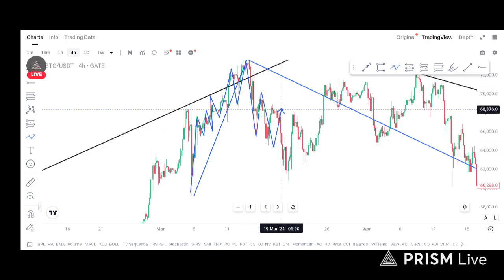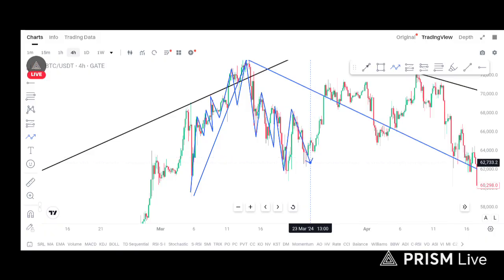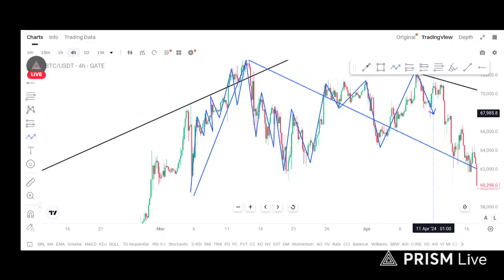Okay, it was tricky here. Did I see it continue to move to the upside? Continue downtrend. This guy was very tricky, but you can see that it was just totally moving to the downside.